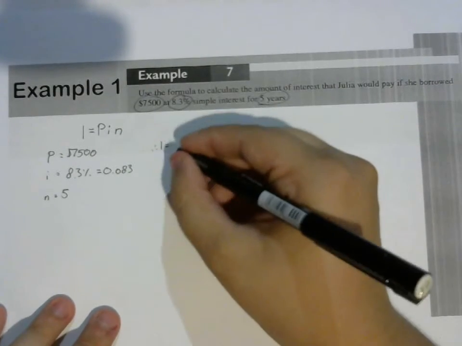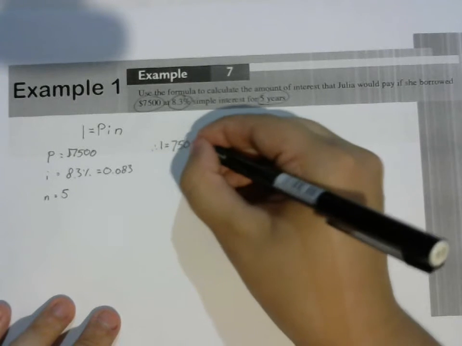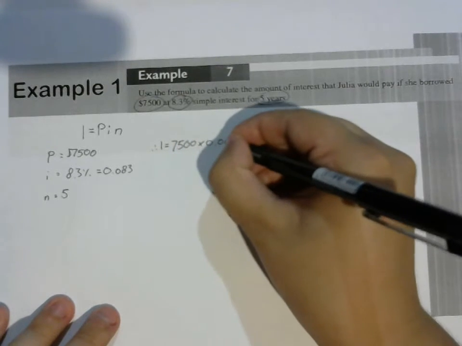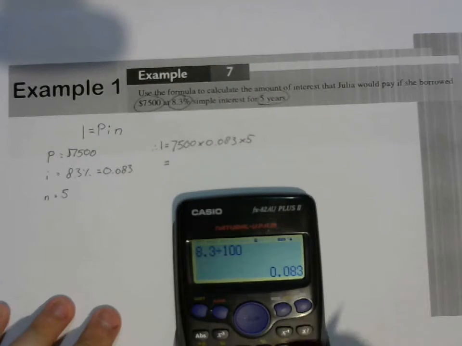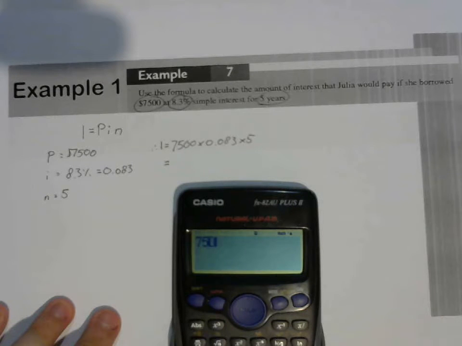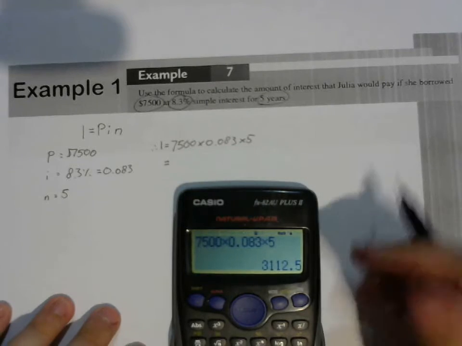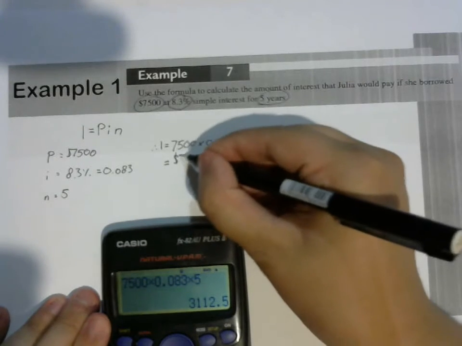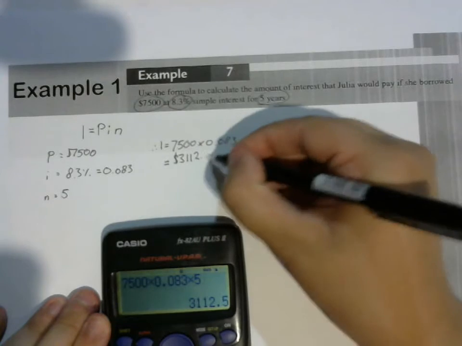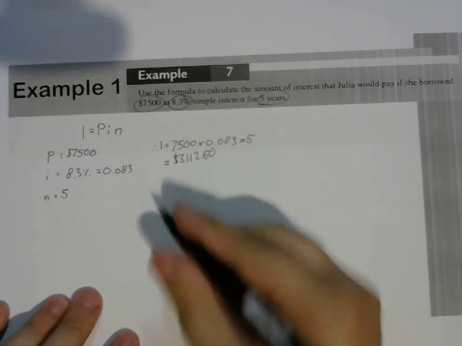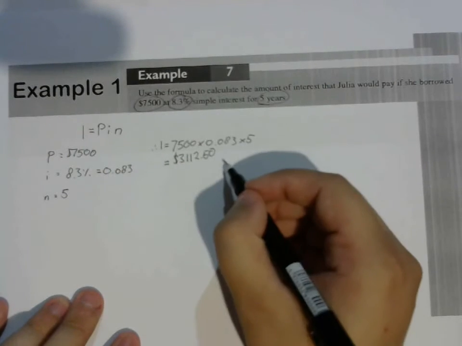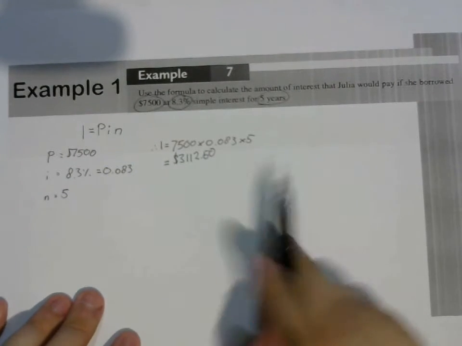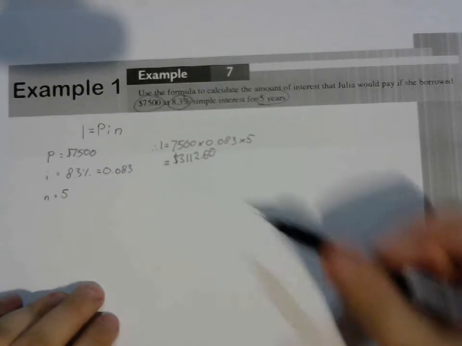We're going to substitute that into our equation. 7,500 times 0.083 times 5 equals, and I'm going to use my plastic brain, 7,500 times 0.083 times 5 equals $3,112.50. And that is the interest that Julia would pay. Just double checking my question now using the formula. Yep, that's our answer, so we're done.